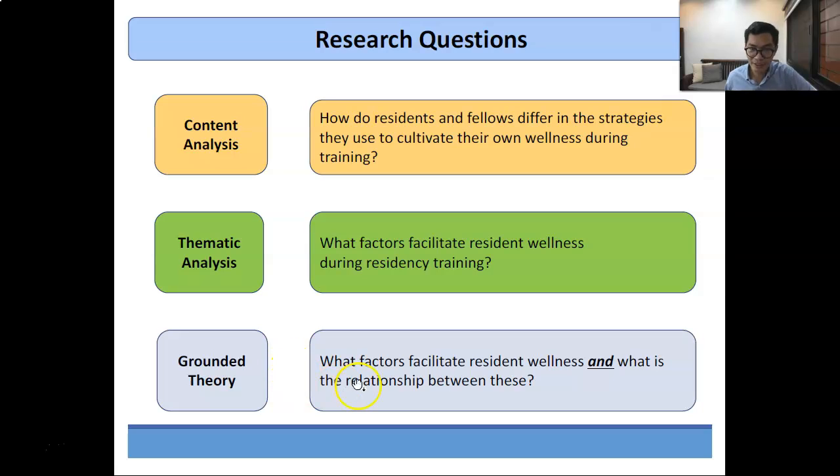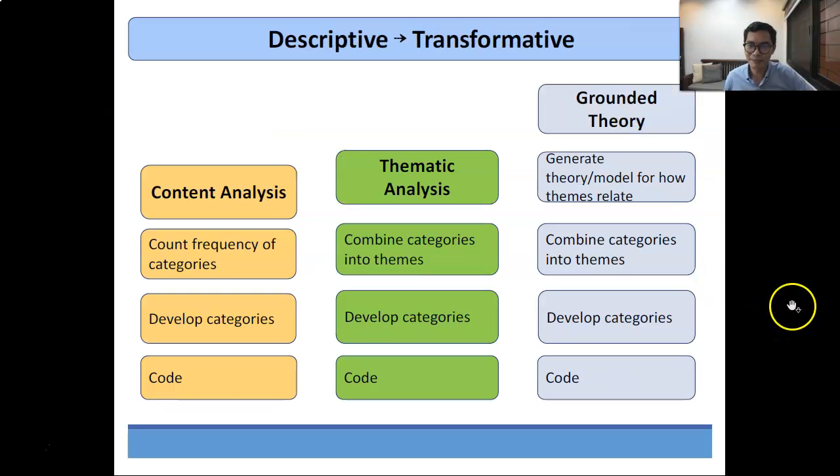And then for grounded theory: what factors facilitate resident wellness, and what is the relationship between these? So higher level, when I say higher level, it's extending more the way you view your data, the approach that you need to understand and explore your questions. Here, I think this is a very good diagram, a schematic representation of the whole process in analyzing the data gathered depending on your approach.